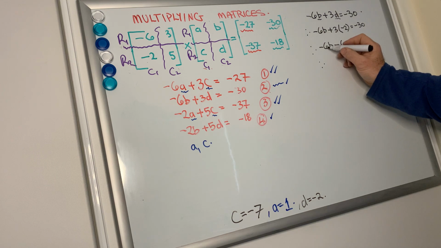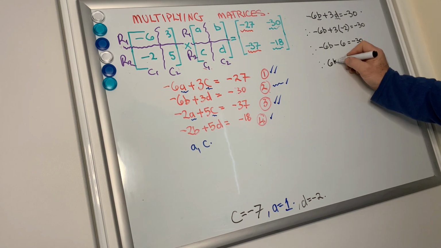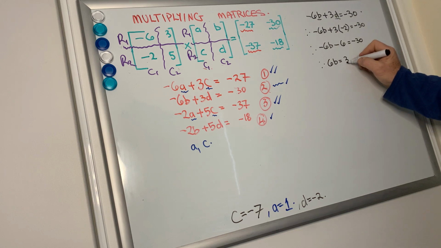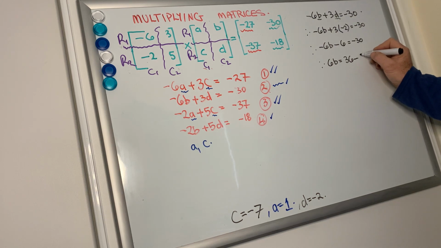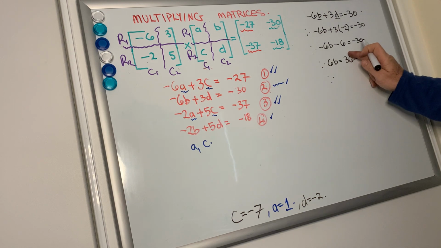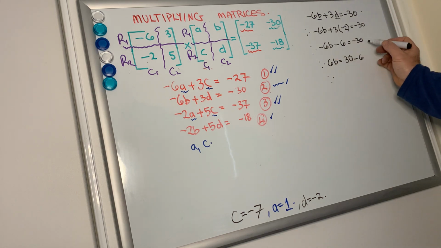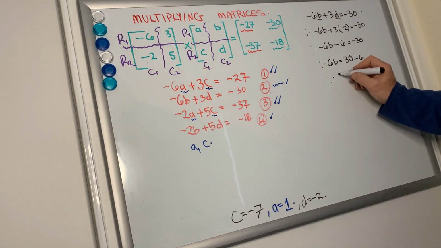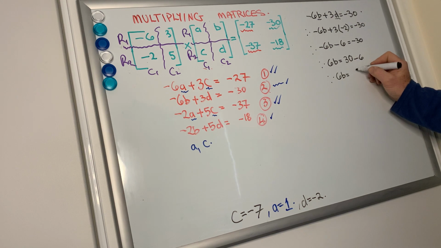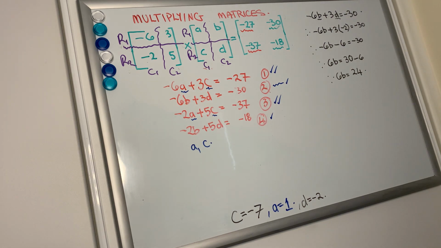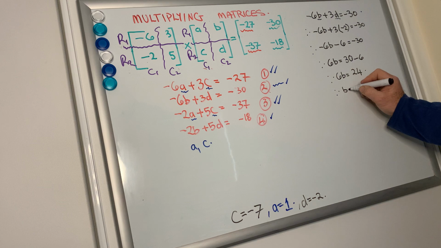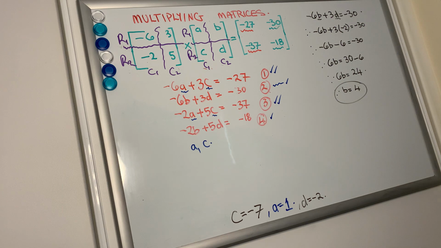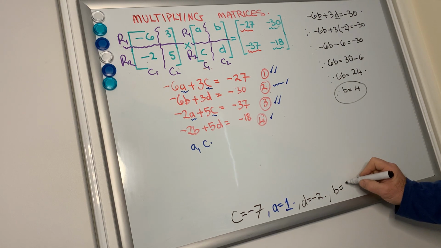Therefore, if I bring the b to the other side, it becomes 6b is equal to, and the 30 on the other side, 30 take away 6. So 6b is equal to 30 take away 6, which is 24. And therefore b is equal to 24 divided by 6, which is 4. So we've got b is equal to 4.